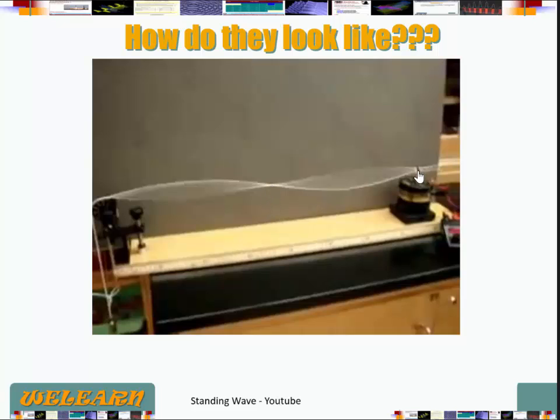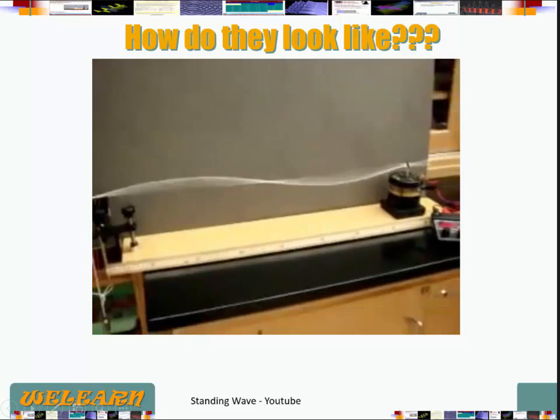The distance from a node to a node, or from an antinode to an antinode, is what we call a segment. So this is one segment. This is another segment. The length of a segment is half the wavelength. So for instance, if we measure the length of this string from here to here, we get the wavelength for this particular wave. We get the wavelength because we have two segments, or two half wavelengths.